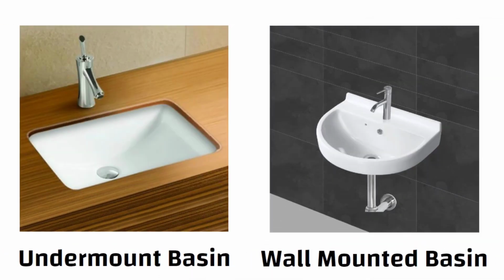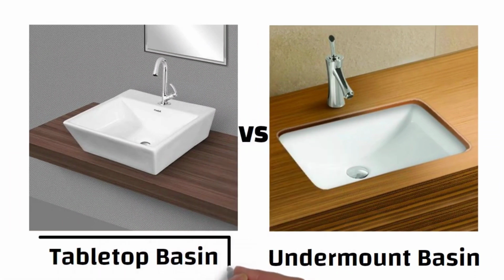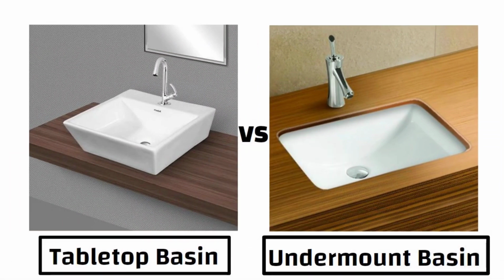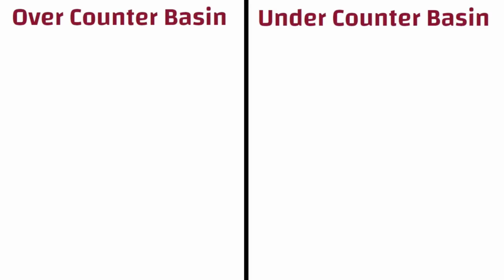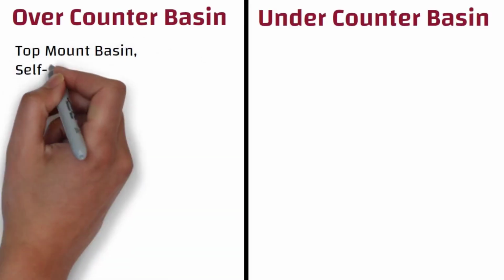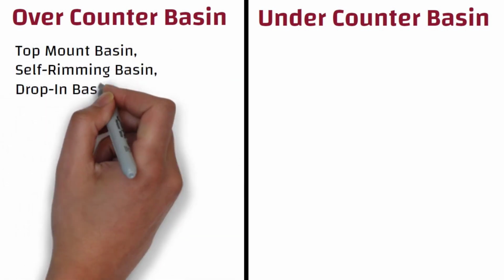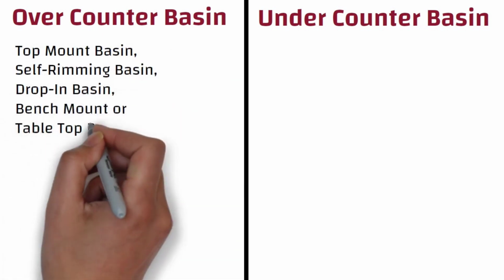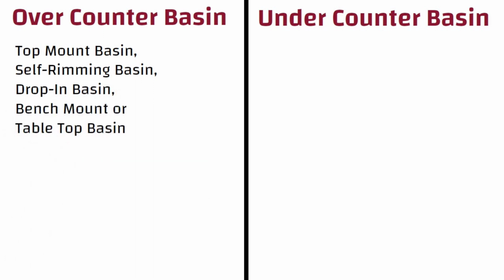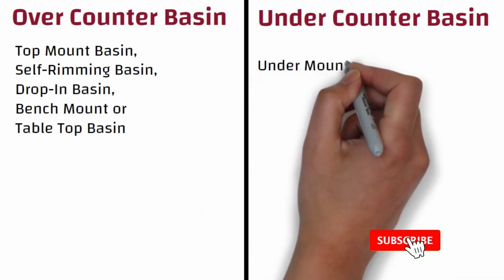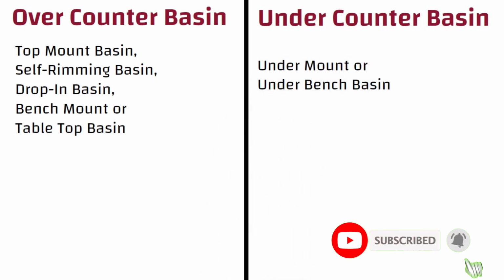In this video, we will discuss the differences between over-counter basin and under-counter basin. So let us start. Over-counter basin is also known as top-mount basin, self-rimming basin, drop-in basin, bench-mount basin, or tabletop basin. Whereas under-counter basin is also known as undermount or underbench basin.